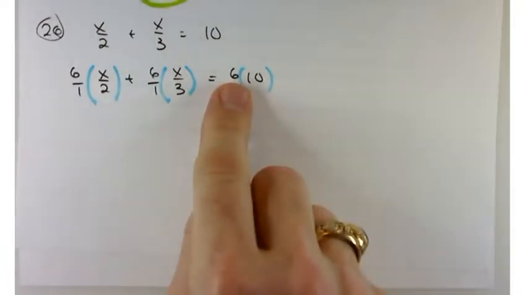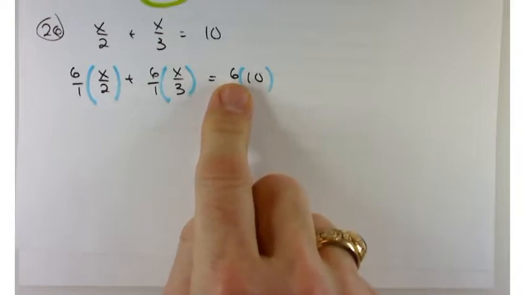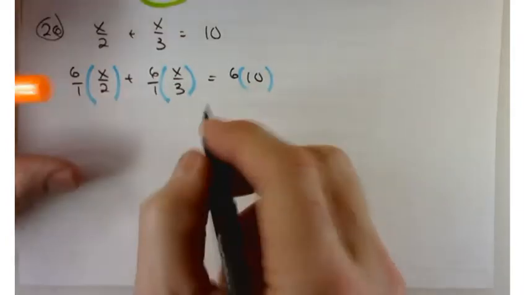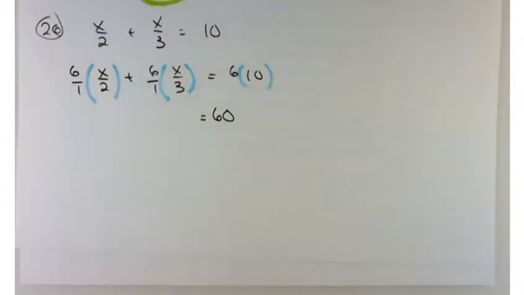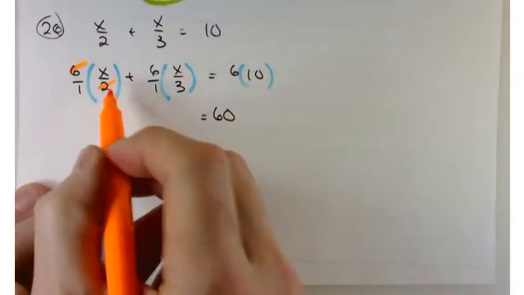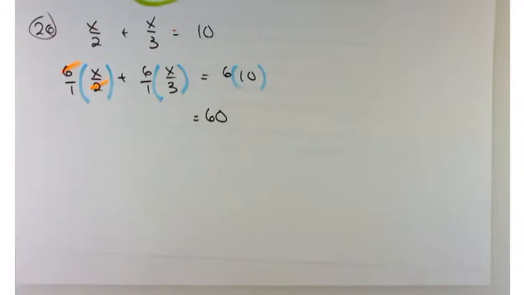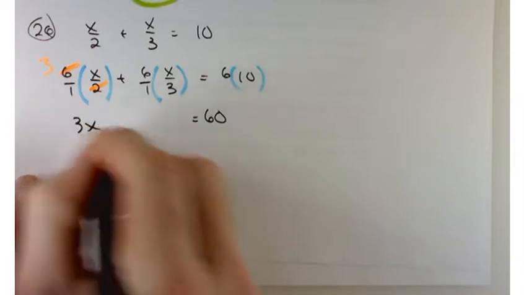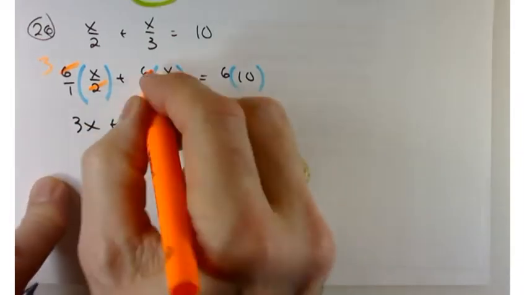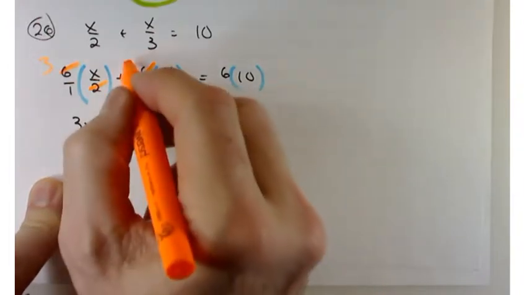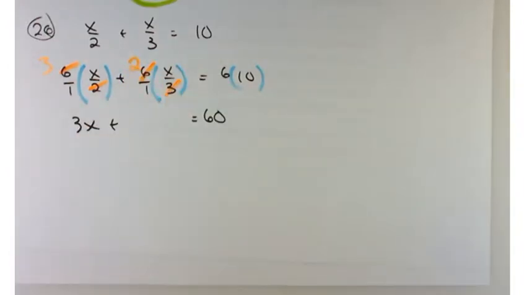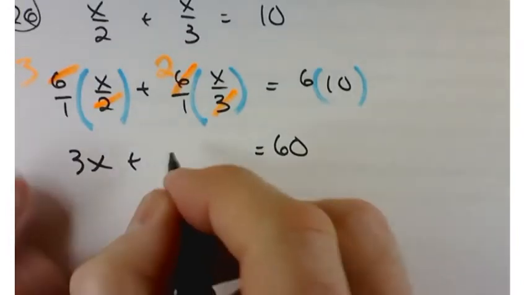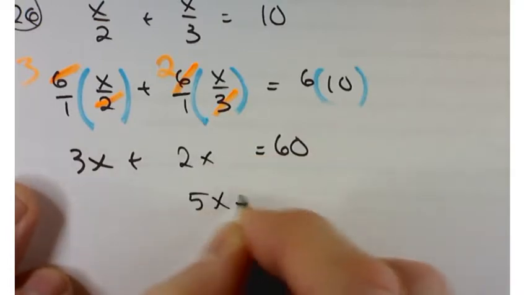Do I need to write this as 6 over 1 on the right-hand side? No, because there's no cancellation here, right? It's just 6 times 10 is 60. But on the left-hand side, I get some cancellation. 2 goes into 6 3 times. So I end up with 3x plus what? 3 goes into 6 2 times. So it's 3x plus 2x, or in other words, 5x equals 60.